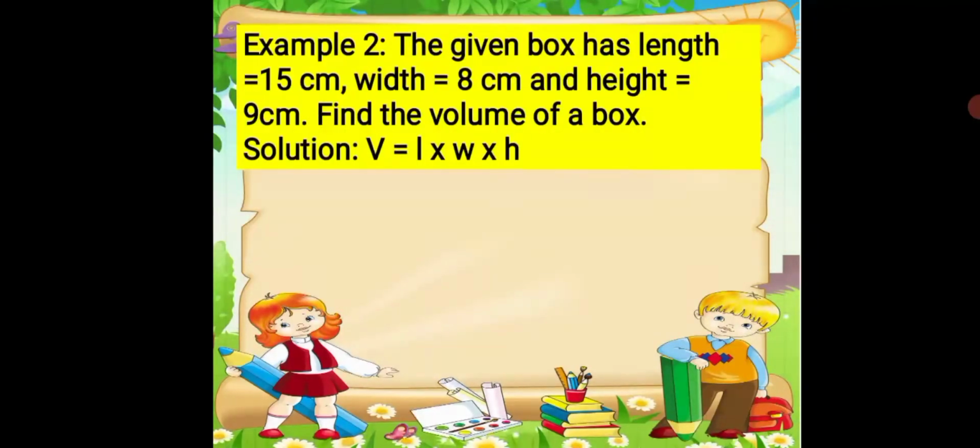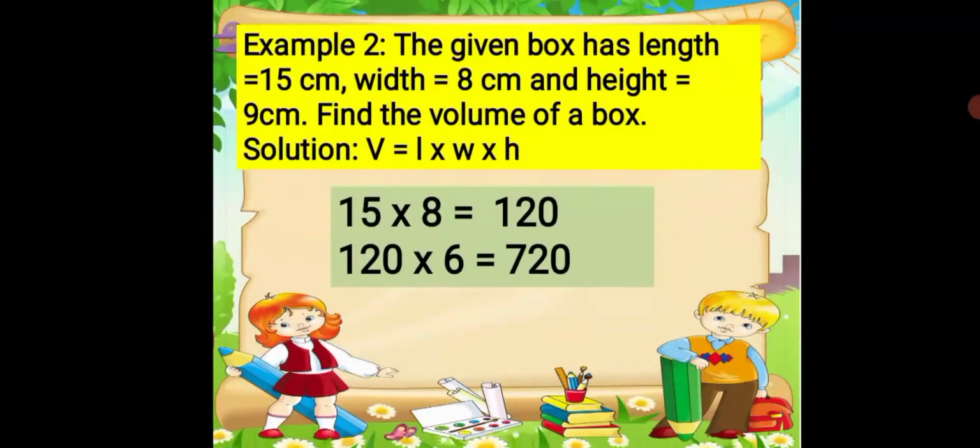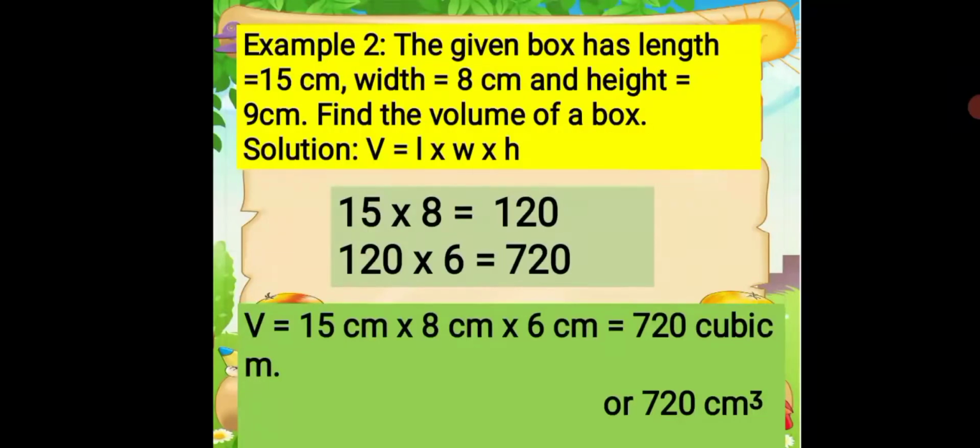Example number 2. The given box has a length of 15 centimeters. Find the volume of the box. Solution: V is equal to length times width times height. 15 times 8 is equal to 120, and then multiply the product by the height. 120 times 6 is 720. Therefore, the volume is 720 cubic centimeters.